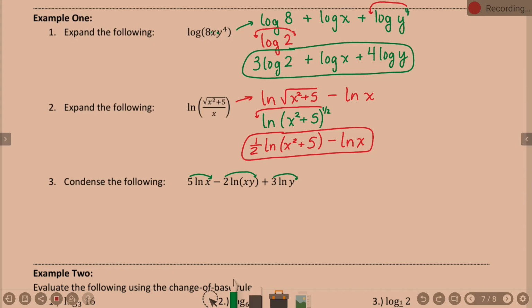Okay, so I'm going to write this out. It's natural log of x to the 5th minus natural log of quantity xy to the 2nd plus natural log of y cubed. Okay, so kind of like the last two, we used the power rule at the end. Now we use the power rule first.